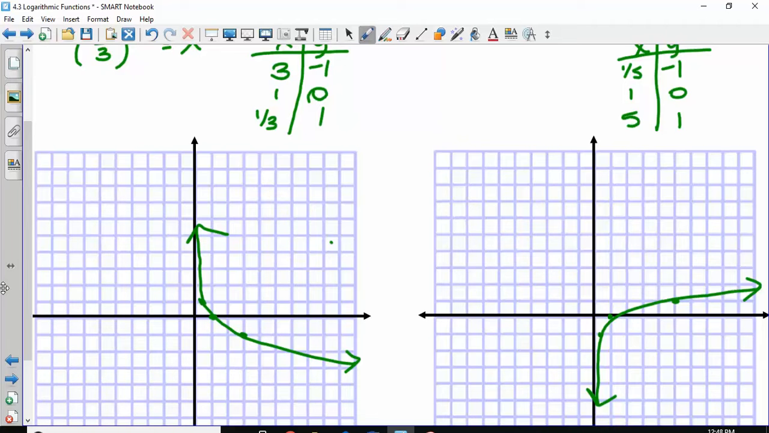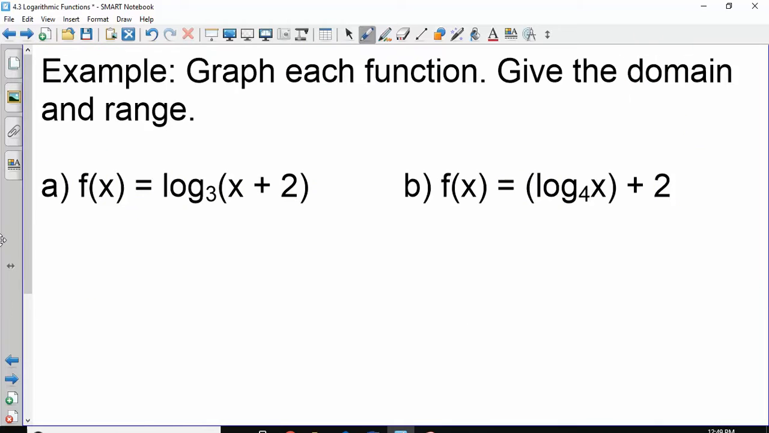Let's do a couple involving transformations, and then we'll be done. So just like any other time, if I give you one involving transformations, I would ask you to do the parent function and the final graph. So on this one, I want the graph, and I'm also going to ask for domain and range. So if I said f of x equals log base 3 of x plus 2, my parent function would just be y equals log base 3 of x.